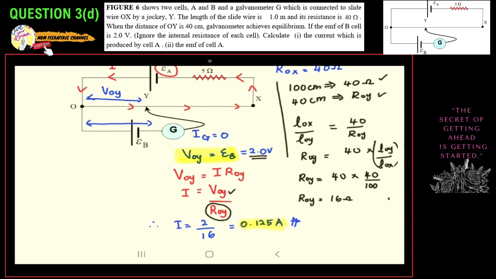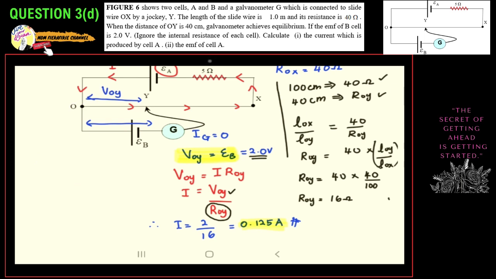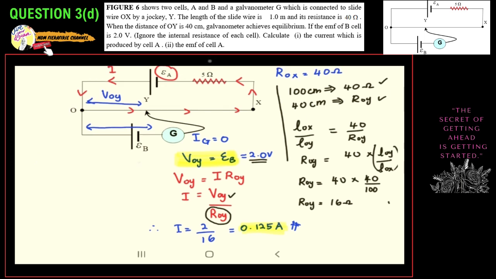Dan dia tanya pula calculate the EMF of cell A. Okay, yang tu saya nak jawab dekat tepi ni lah. Kan? Saya nak buat sini. Okay, saya nak buat kat tepi ni. Okay. So, D2, question D2. Kita nak cari EMF A.